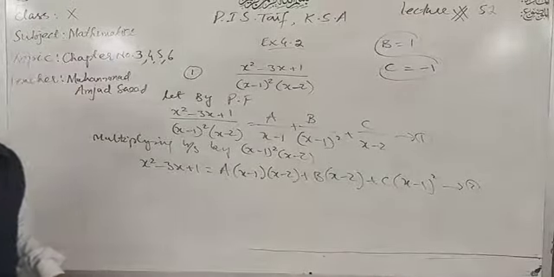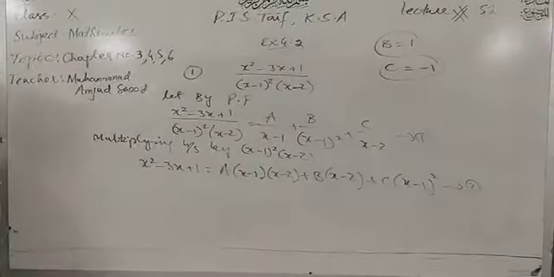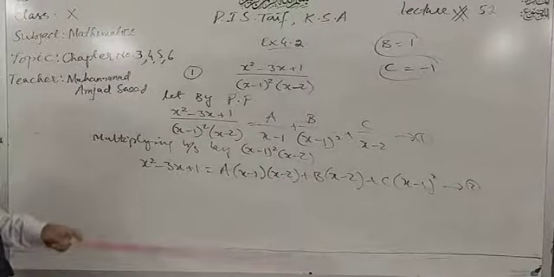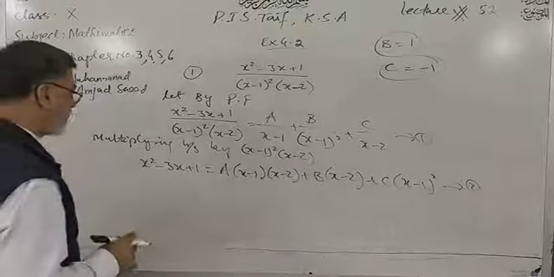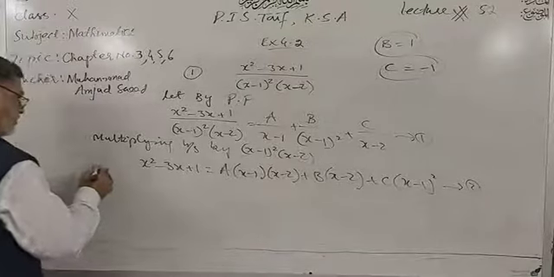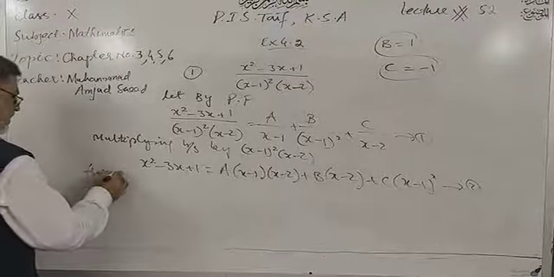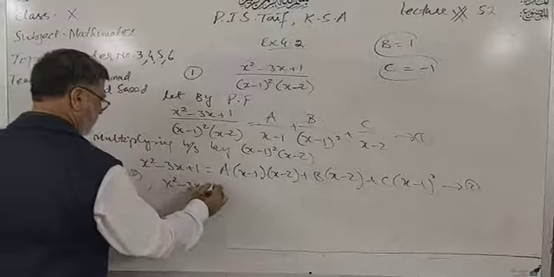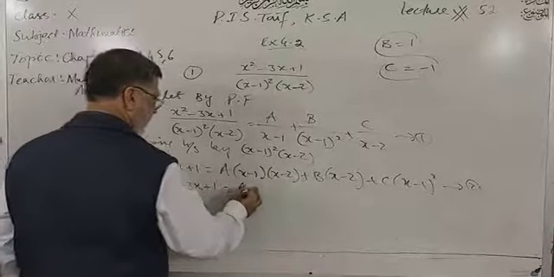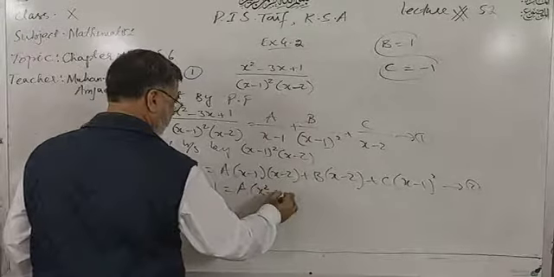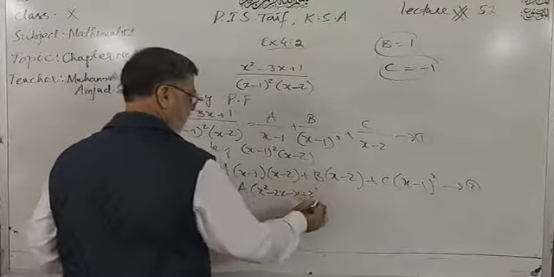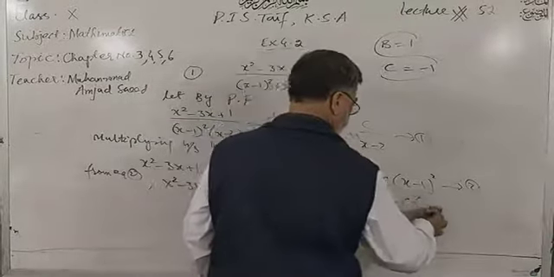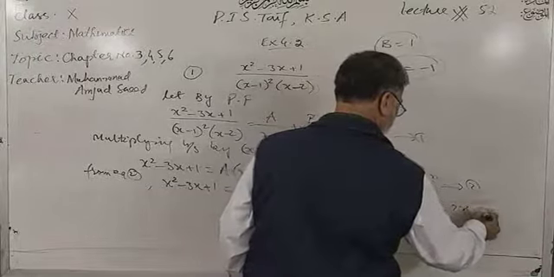After that, we have found two constants by the putting method. Now by the comparison method, the third constant will be found out. From equation 2, x² − 3x + 1 = A(x² − 2x − x + 2) + Bx − 2B + C(x² − 2x + 1).